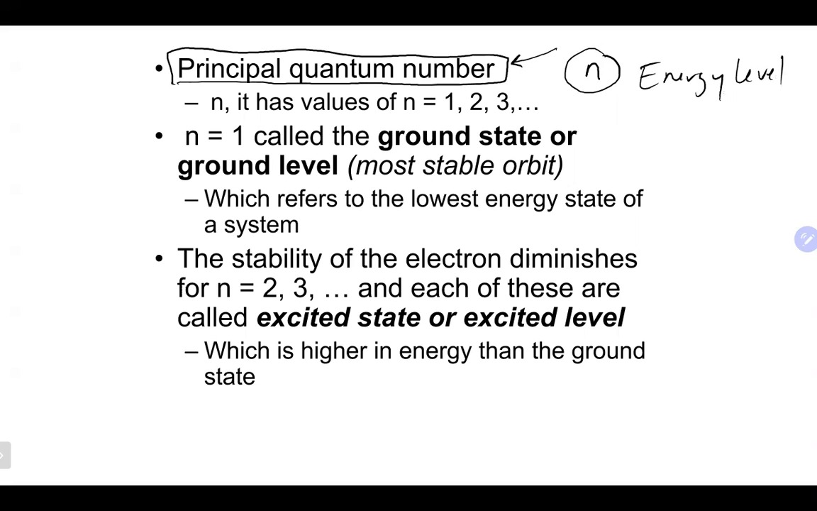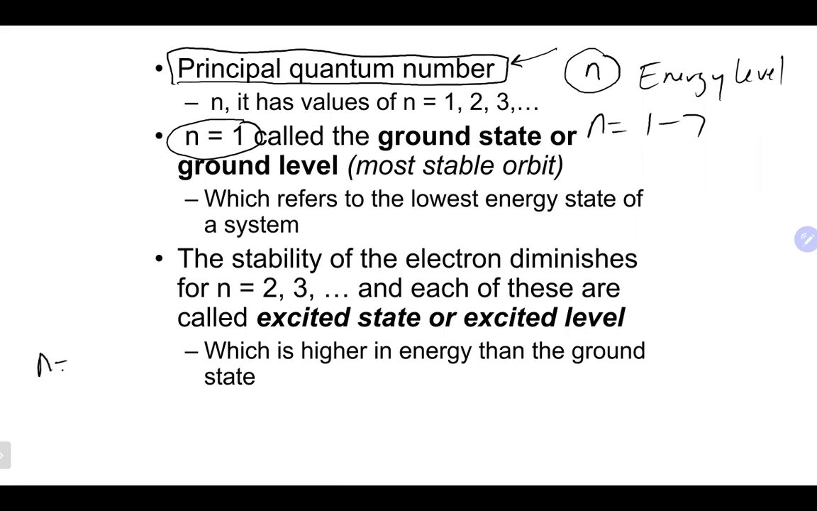So n could actually have values of like 1 through 7. And a value of n equal to 1, as we see here, is what is referred to as the ground state or the ground level. It's the most stable state you could have. It is actually the lowest in energy and sort of closest to the nucleus. So that first energy level is like the ground floor, if you will. It is lowest in energy, closest to the nucleus.